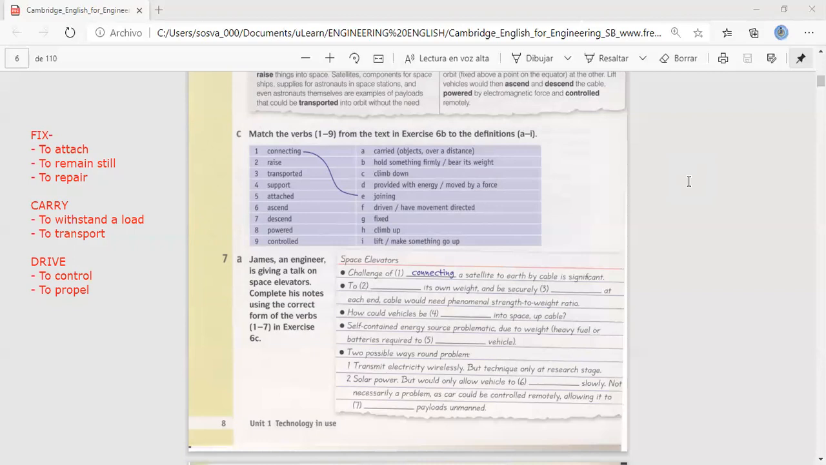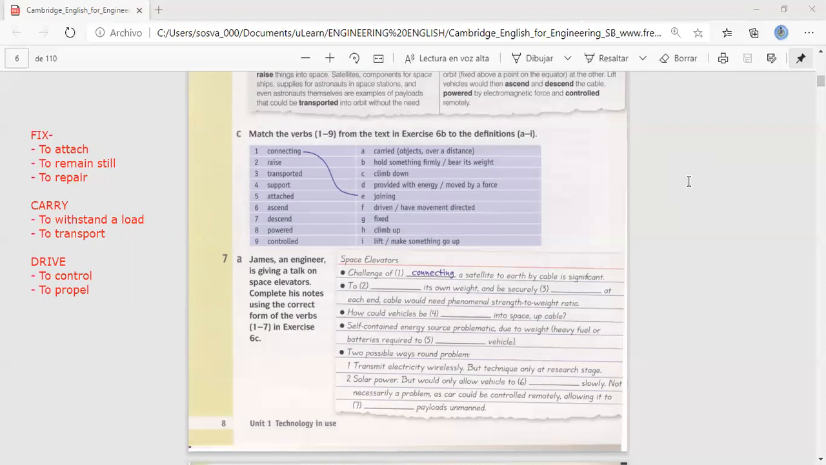Well, in this case, I can use the sentence number 17. In the exercise, I can use those terms or words to complete the blank spaces, am I right? Yes. It's the same about the space elevator. So it says, the challenge of connecting a satellite to Earth by cable is significant.